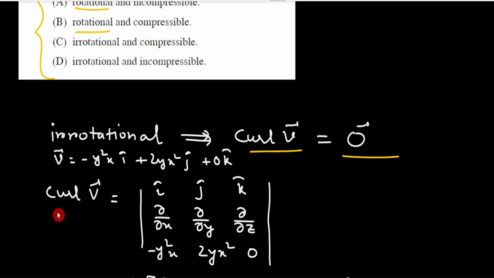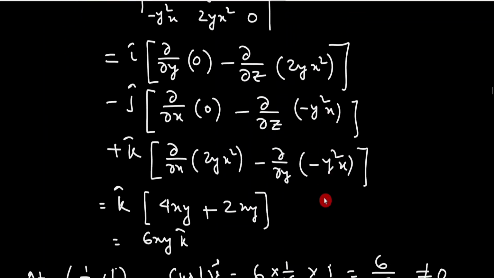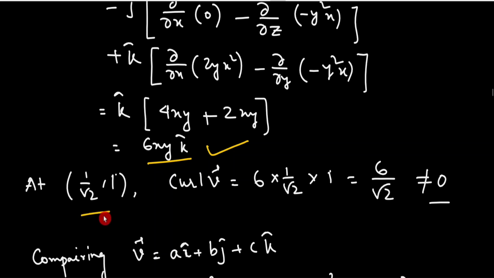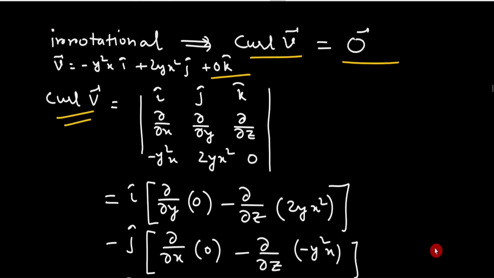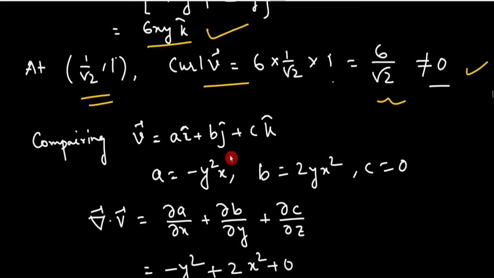So we find curl v. Here v is given, and the k component is 0. So we take the k component as 0 and find the curl of the vector v, and we get curl of v equal to 6xy times k. This is a simple calculation, and at the point (1 by root 2, 1), curl v equal to 6 into 1 by root 2 into 1, that means 6 by root 2, which is not equal to 0. That means the vector is not irrotational. That means the vector is rotational. That means here options C and D are incorrect. The correct option may be option A or option B.